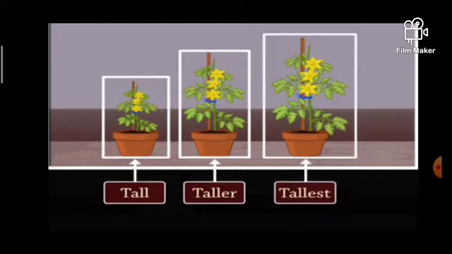Here another: tall, taller, tallest. Tall is a simple adjective, but when we are doing comparison with another plant, that is taller. That tall one is taller than this tall one. So for taller, we add ER. And the third one, tallest, is taller than both of these. That is the superlative degree, but we will learn that later. Right now, concentrate only on taller.